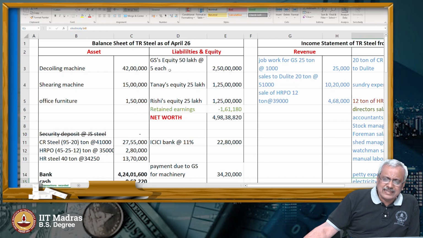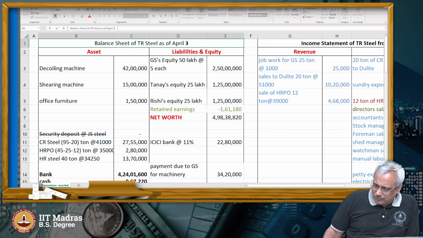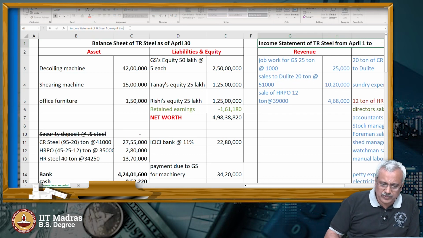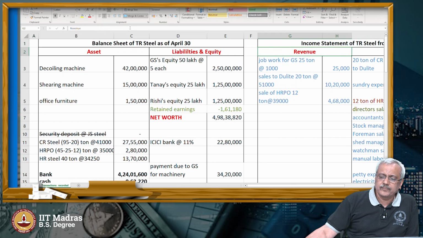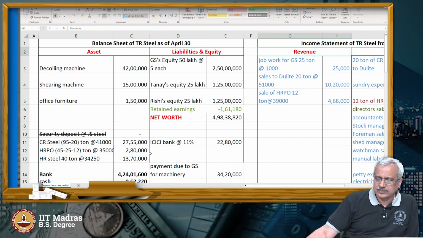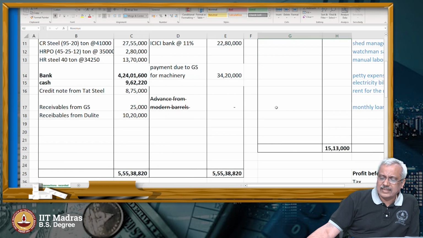Now, sorry, I didn't change the date. This is as of April 30th, that is 1st to April 30th. This is all as of April 30th. This is the next edit you note down, one more edit, because that is all as of April 30th.